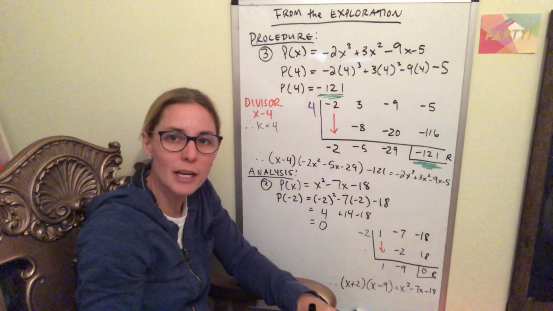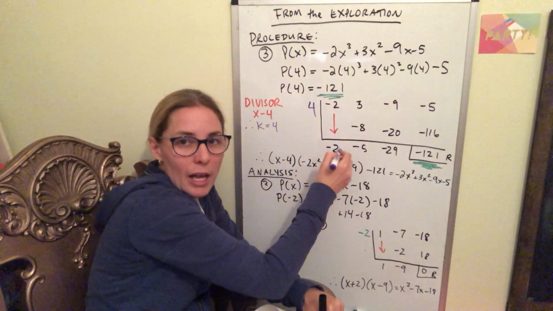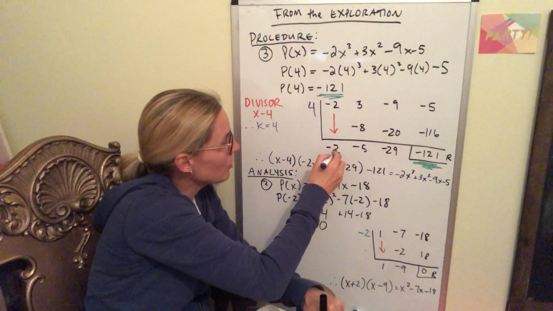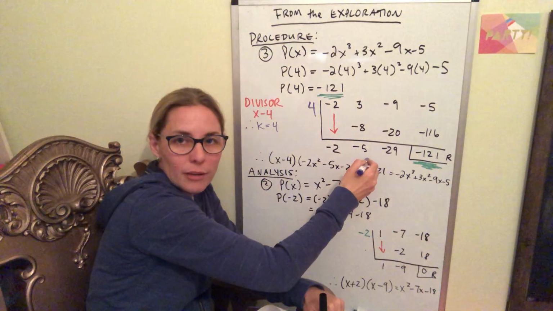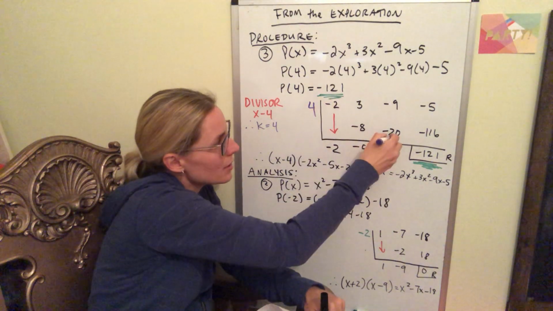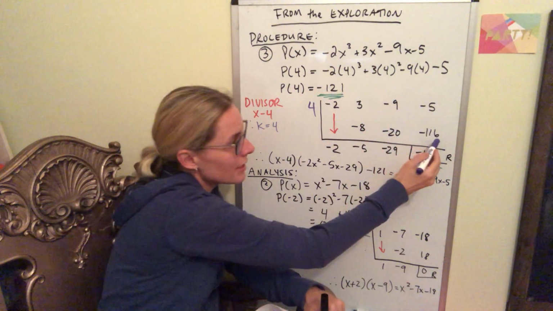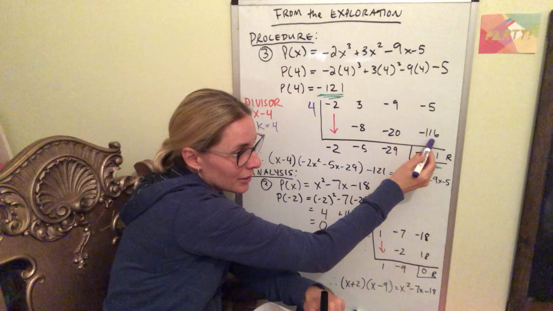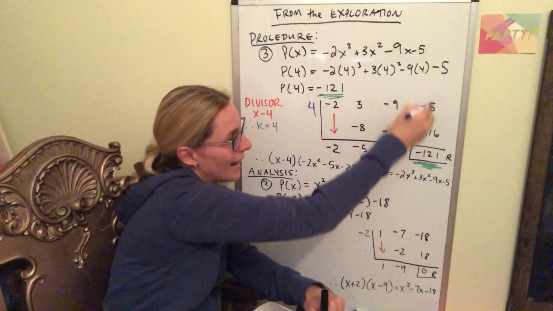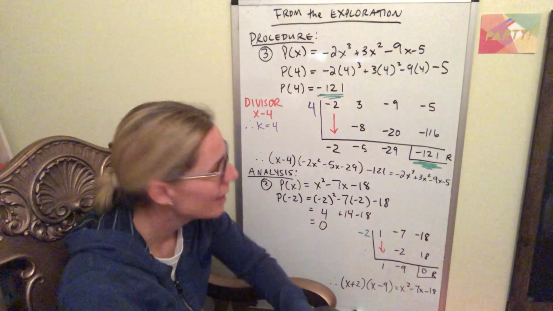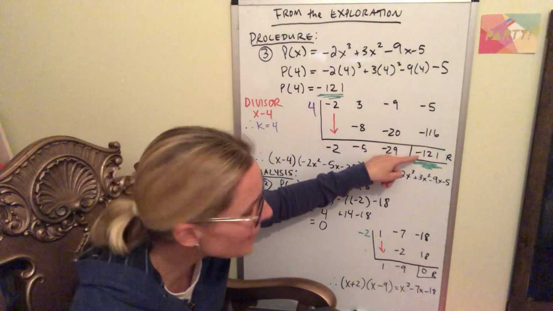Now remember when we do synthetic division, the first step is to drop the negative 2 down. After you've dropped the negative 2 down, you then multiply. Negative 2 times 4 is negative 8. Then you add the column to get negative 5. Negative 5 times 4 is negative 20. You add the column to get negative 29. Negative 29 times 4 is negative 116. When I add those, I get negative 121. The same number I got when I substituted 4 in. Okay, you get the exact same value.